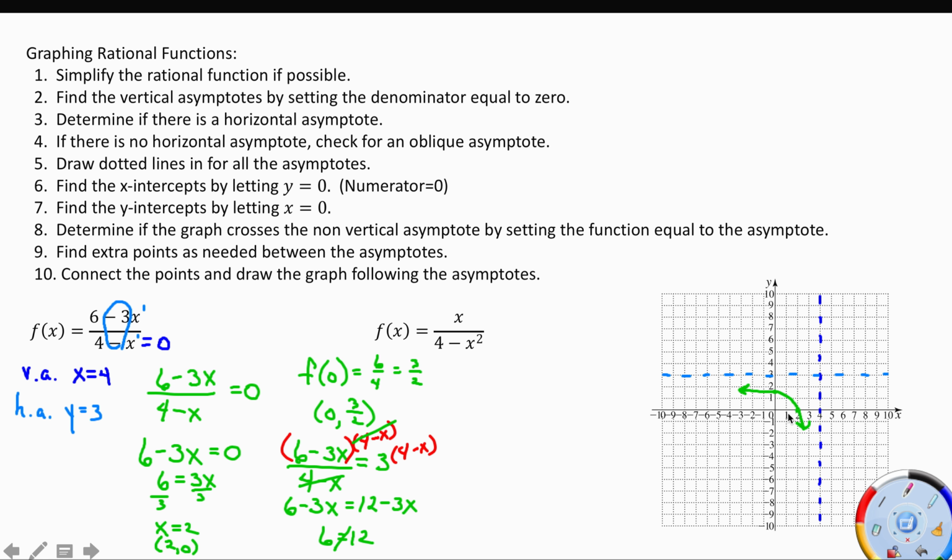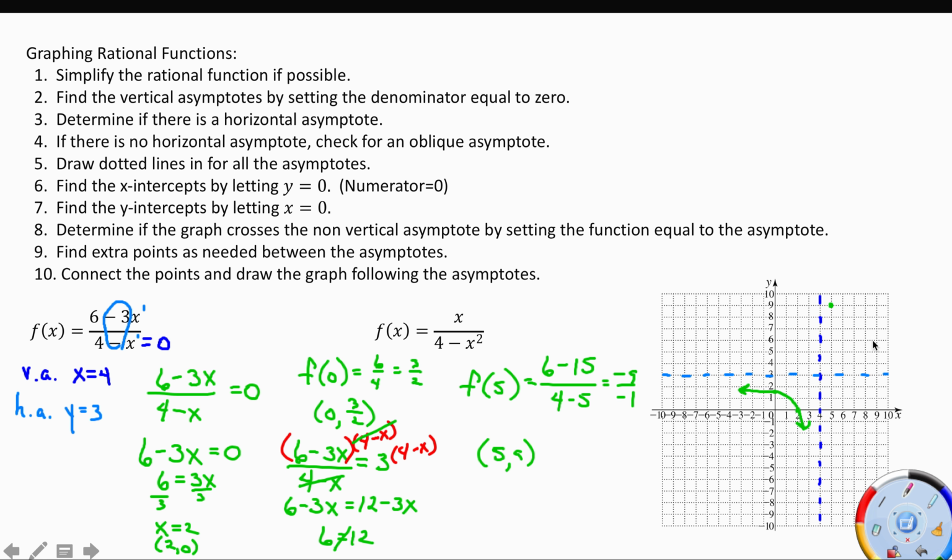Well, I'm just going to plug a point in. 1, 2, 3, 4, 5. Let's plug in f of 5 into my function just to get an extra point. So that would be 6 minus 15, 3 times 5, over 4 minus 5, or 6 minus 15 is negative 9 over negative 1. So I have the point 5, 9. Meaning I now know what's going on in this way.